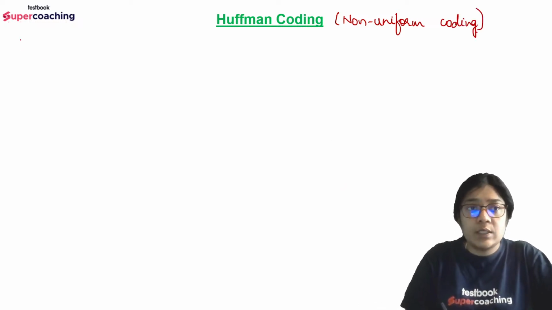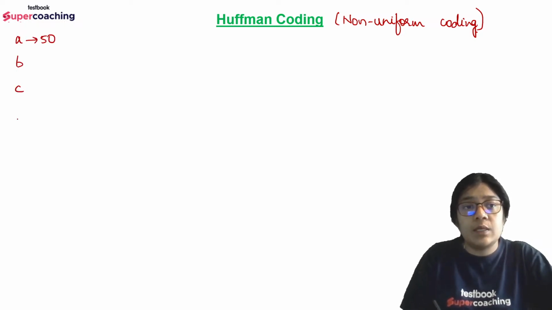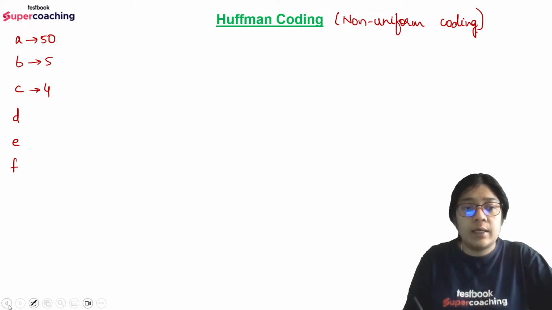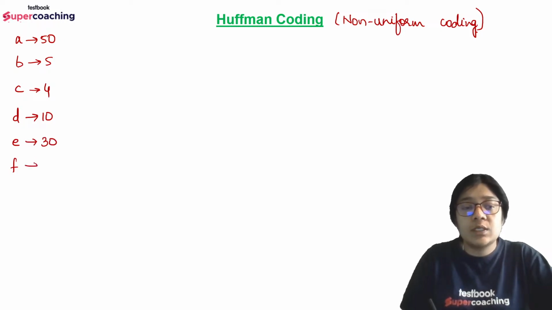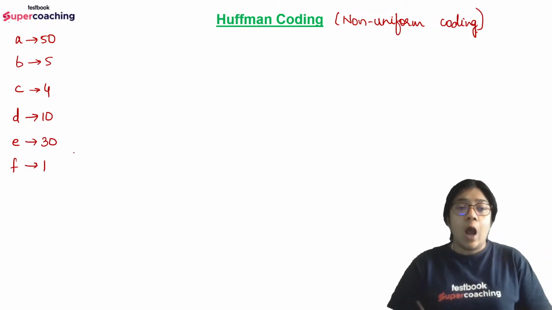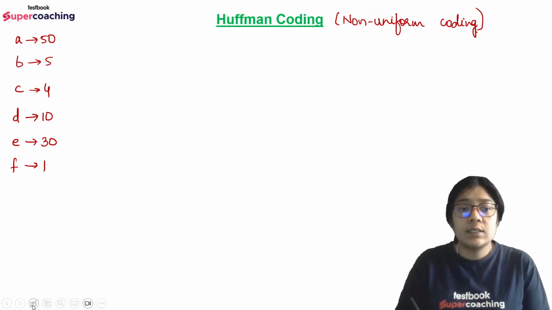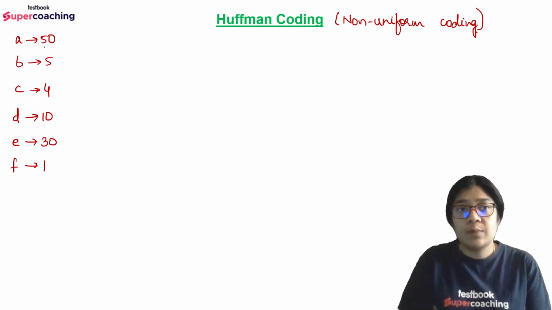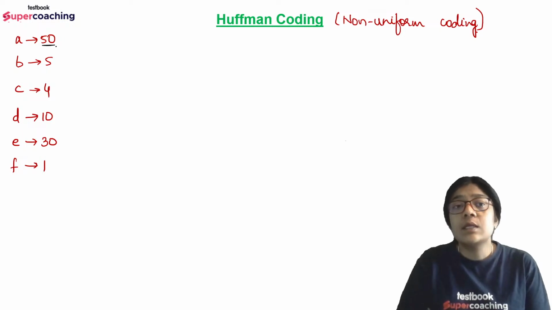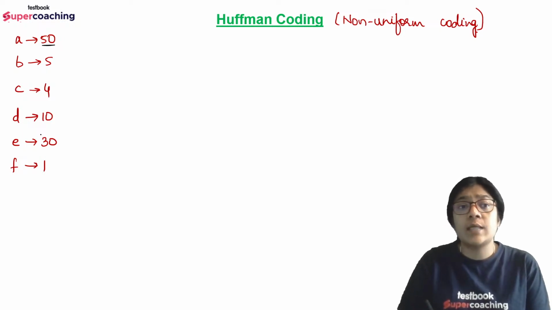If we take the frequency, let's take the letters that we have taken A, B, C, D, E, F. Frequency was 5, 4, and then we had taken 10, 30 and 1. So this is the frequency. If we see here, out of total 100 characters, A gets repeated for A कितने times are 50 times. That means this should contain less number of bits, and the least frequency is with the characters F and C.